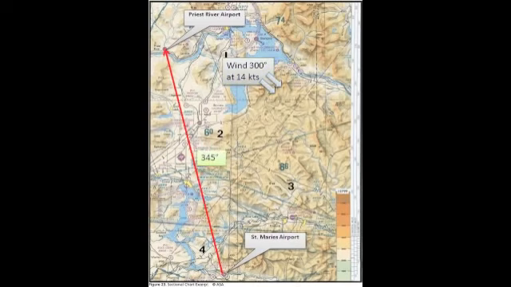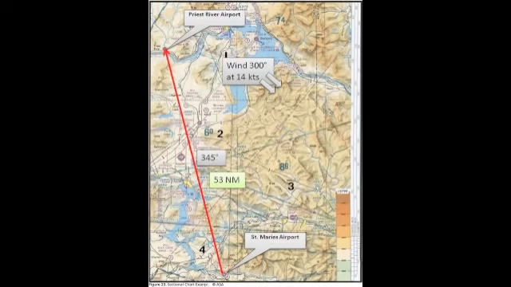Use a plotter to determine your true course by plotting a line on the chart between St. Mary's Airport and Priest River Airport. True course is determined to be 345 degrees. Next, measure between St. Mary's Airport and Priest River Airport to determine a distance of 53 nautical miles.